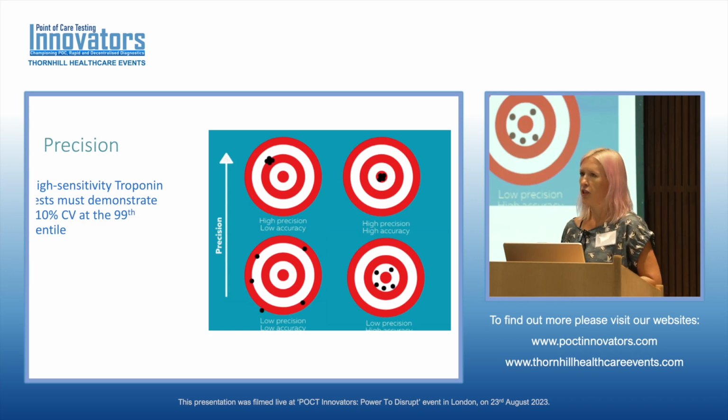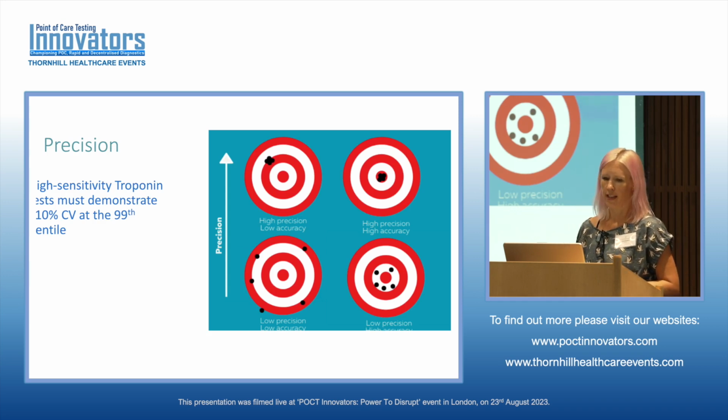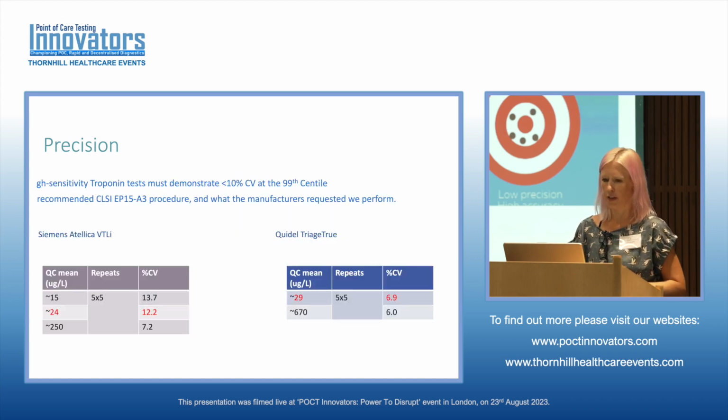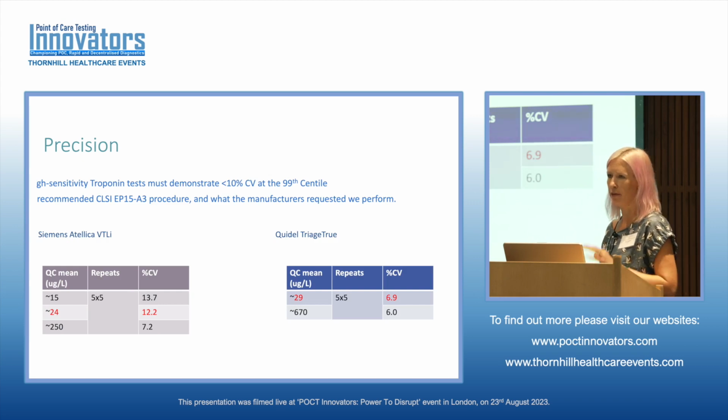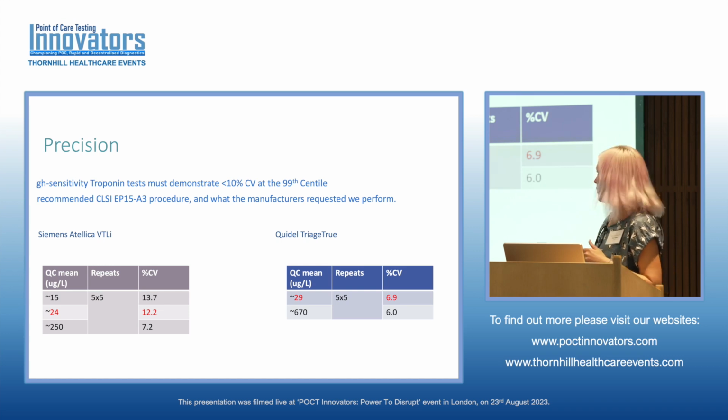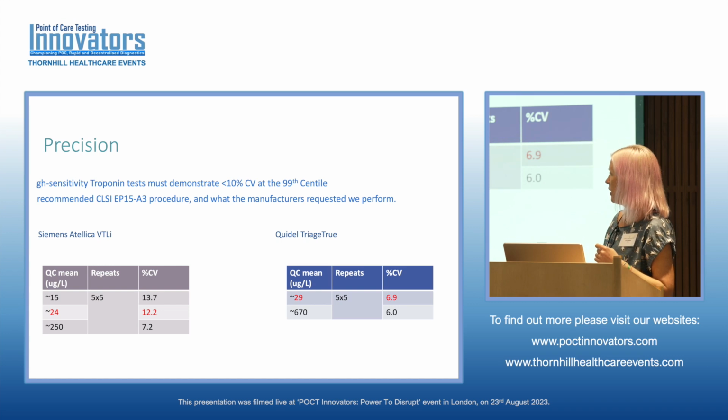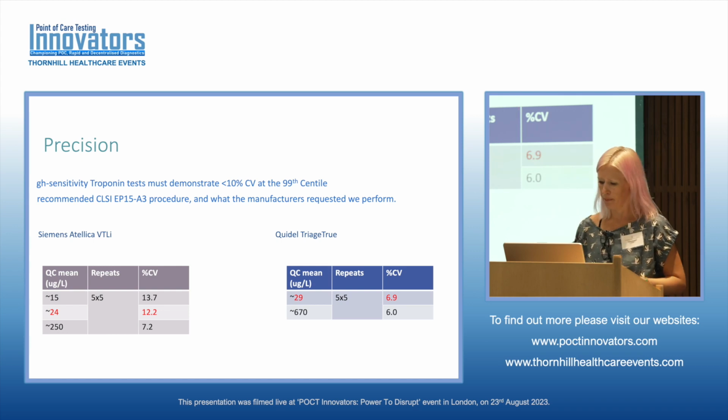So, as I said before, it's really important to understand the precision and make sure that it's less than 10% at the 99th centile, which both of these claim because they are high sensitivity troponin. So we were asked by both manufacturers to perform the CLSI EP15A3 procedure, which is the 5x5. So for each QC level, 5 times on 5 consecutive days. What I've put in red is the nearest QC level to the 99th centile. And as you can see, for the Siemens Italica VTLI, it was actually above 10% by this study, but it was below for Quidel.